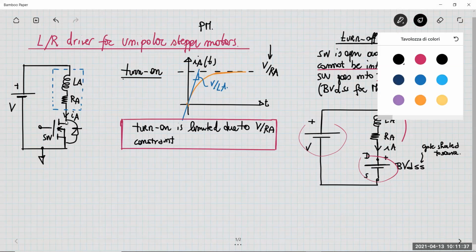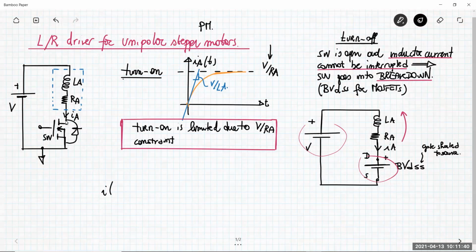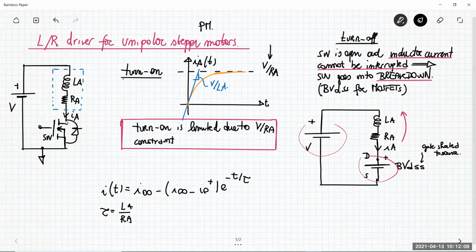Remember that when you have a circuit with just one time constant, you can easily find the solution of this differential equation: I infinity minus I0, times e to the minus t over tau. Tau is the time constant. Again, the time constant is always LA over RA, so the same time constant you have at turn on is valid at turn off.